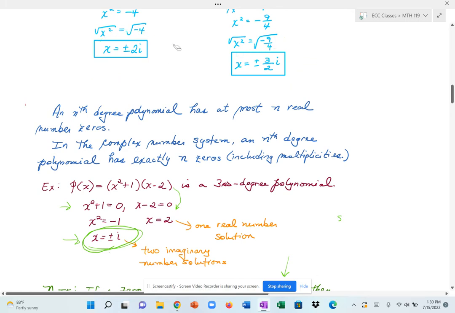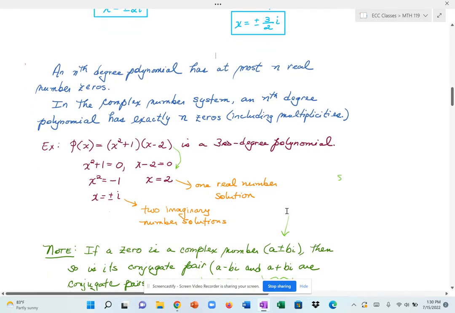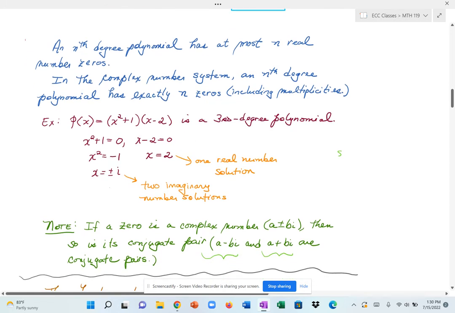So that will be consistently true for any polynomial. If you have a complex number or an imaginary number as part of your solution, so will its conjugate pair. They come in pairs. That is not the case for real numbers. Like here, 2 is a solution, but negative 2 is not. Okay, so it's only true for the complex numbers with an imaginary part.